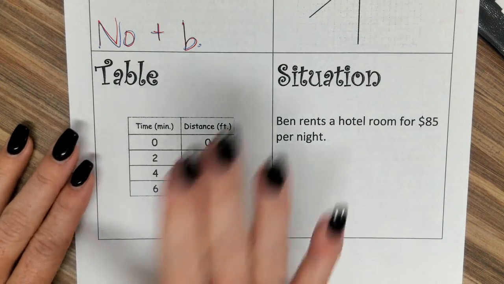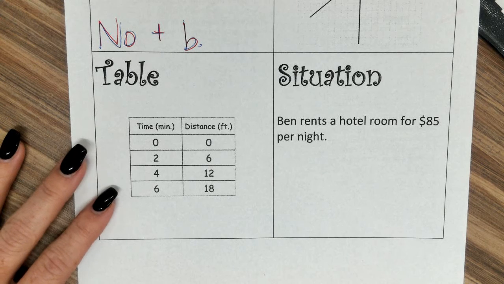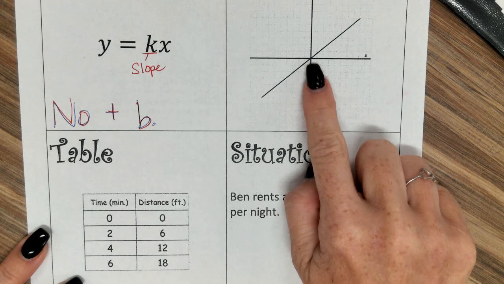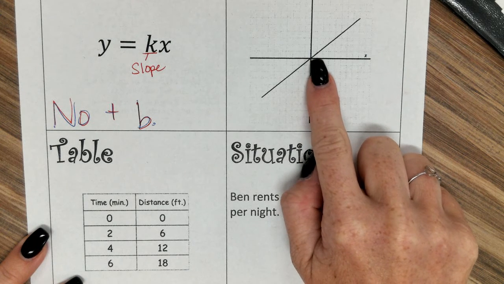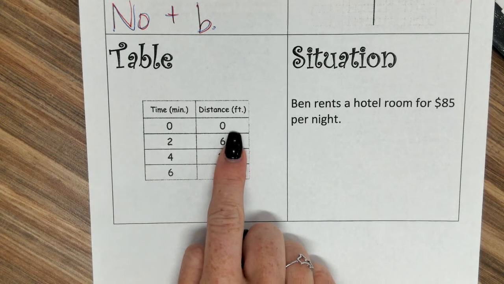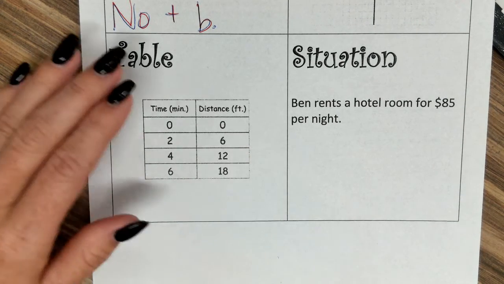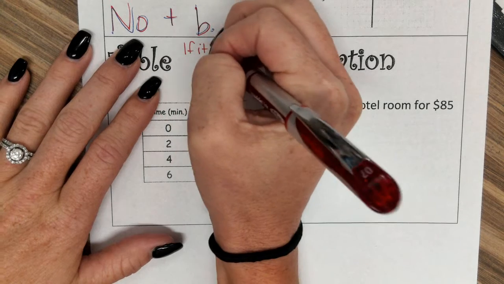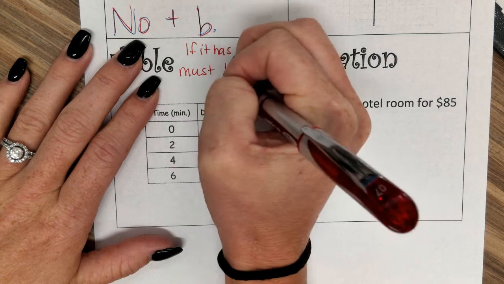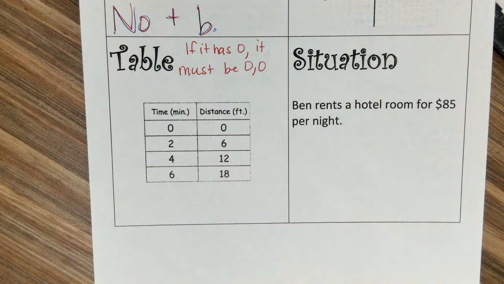All right. To be a proportional table, there's two ways you can tell if it's proportional. The first way, guys, think about this. What does it have to pass through on a graph? 0, 0. So on a table, if you see 0, 0, it's passing through 0, right? So if it has 0, it must be 0, 0, because that means it passes through 0, 0. Write it down.